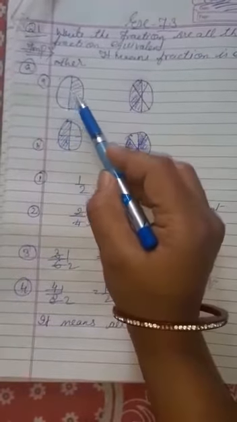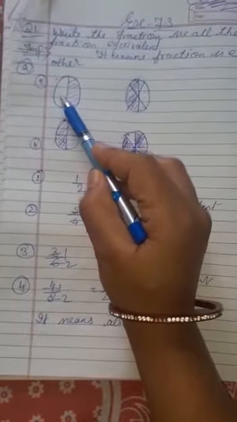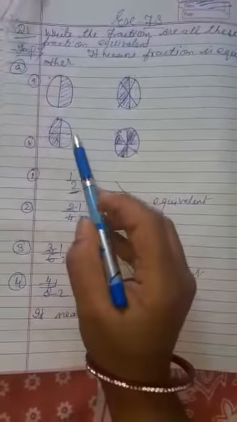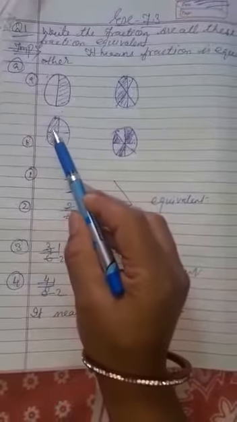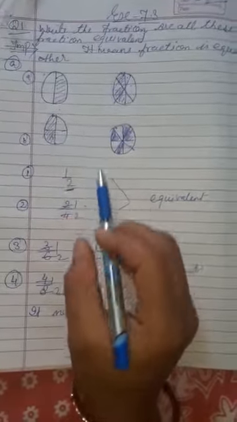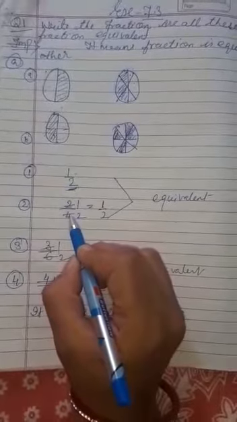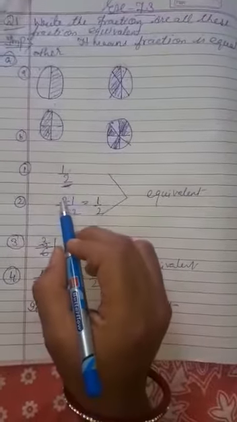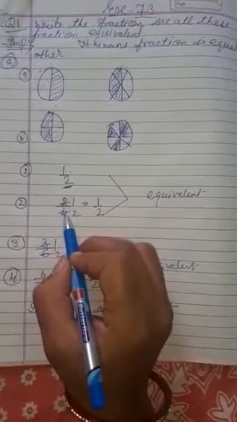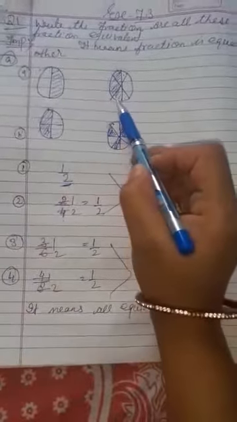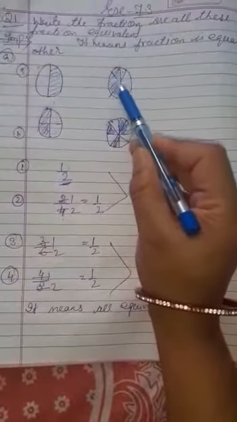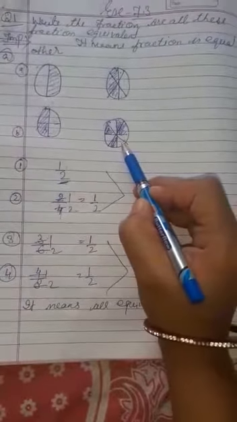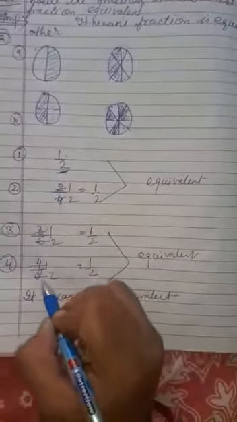There is 1, 2, and the shaded part is 1. So here we write 1 by 2. Second one, it is a circle. It is divided into 4 parts and 2 parts are shaded. So the total number of parts is the denominator and the shaded part is the numerator. So we will write 2 divided by 4. Here we will see 6 and the shaded part is 3. So 3 divided by 6. Here there are 8 and 4 parts are shaded.